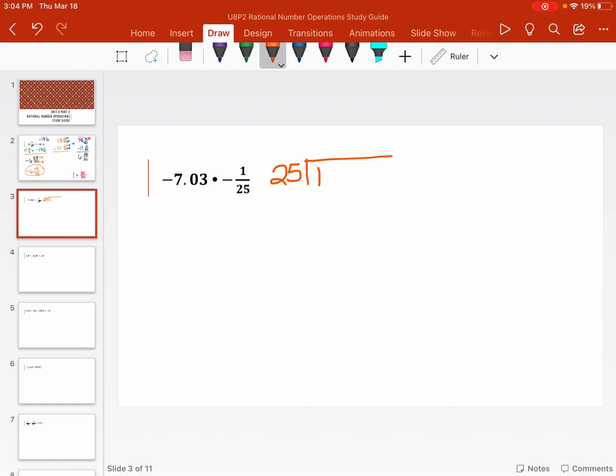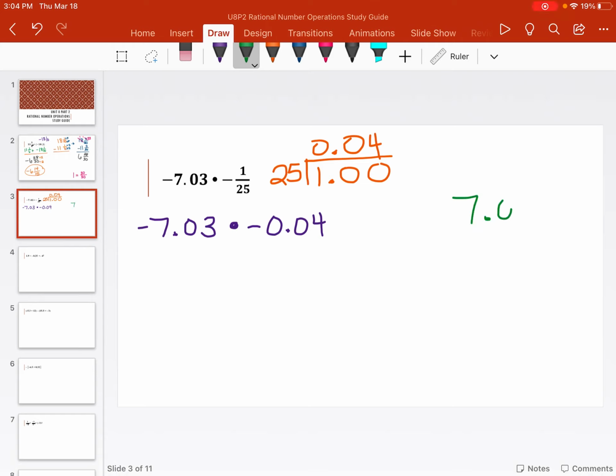25 goes into 1 0 times. Add my decimal, add a 0. 25 goes into 10 0 times. Add another 0. 25 goes into 100 4 times. So 1/25th is equal to 4/100ths. So now my problem says negative 7 and 3/100ths times negative 4/100ths. Now I am going to go ahead and multiply them.